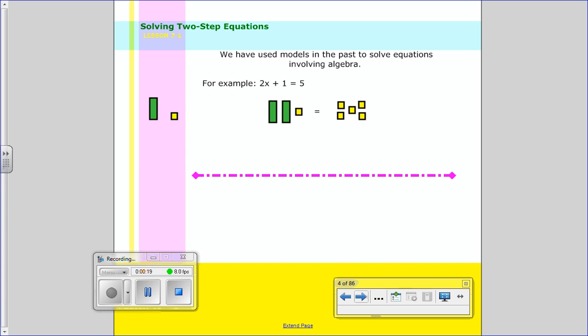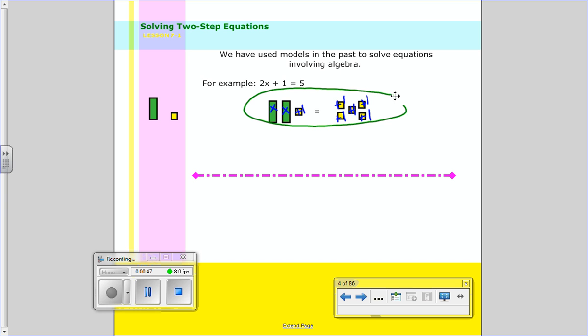Now, in the past, we talked about how we could use models to solve equations. For example, this is what we've done before. We've had these long green rectangles stand for x's, while all of these stood for either plus ones or minus ones. And of course, when you'd solve these, you get rid of any little yellow squares, and then you'd solve for our x, or our green rectangle.